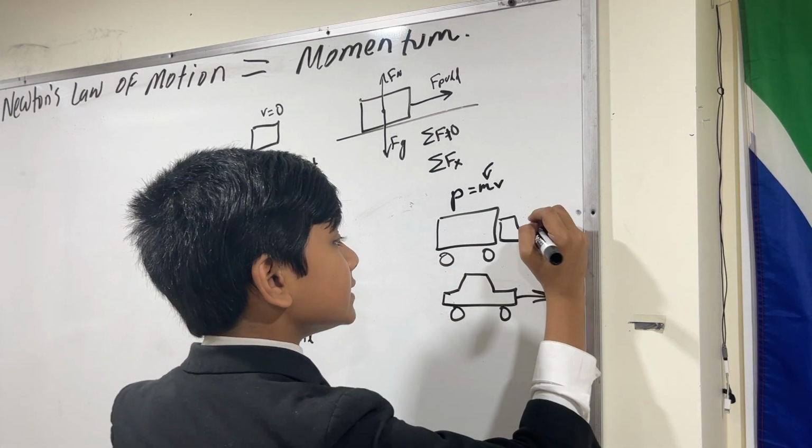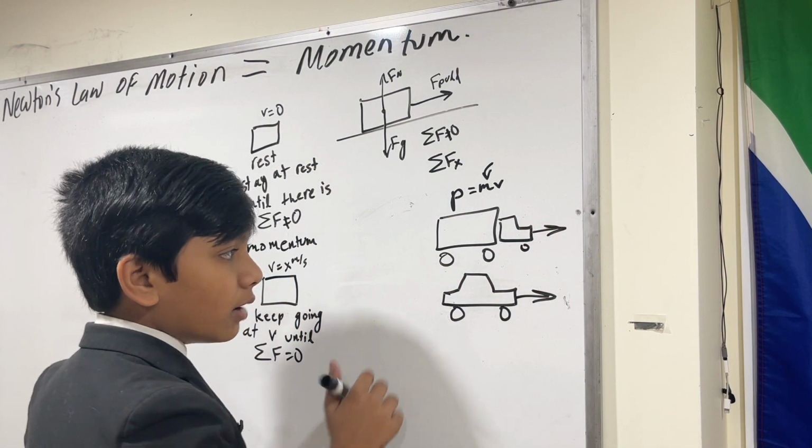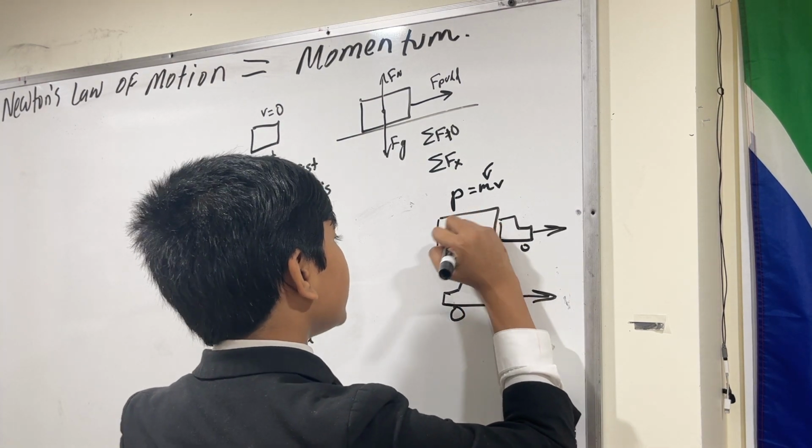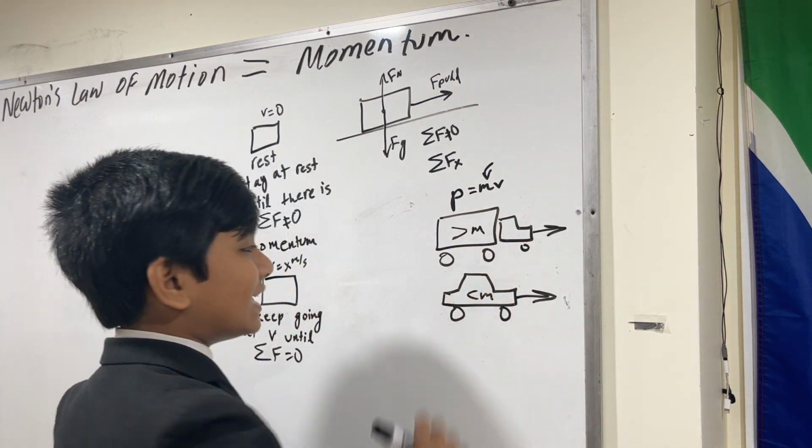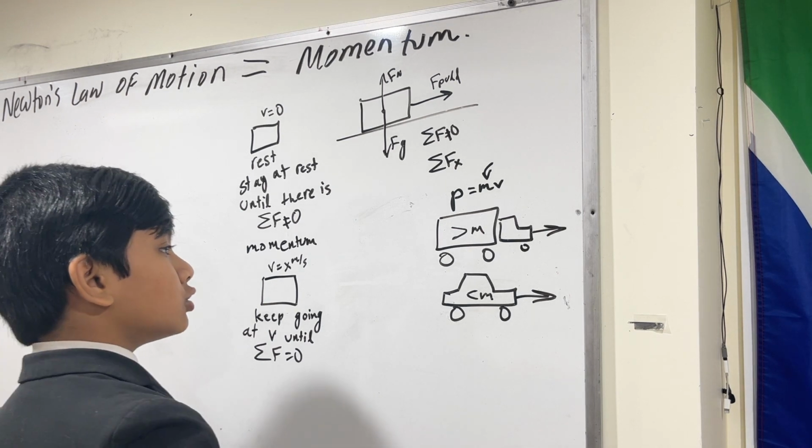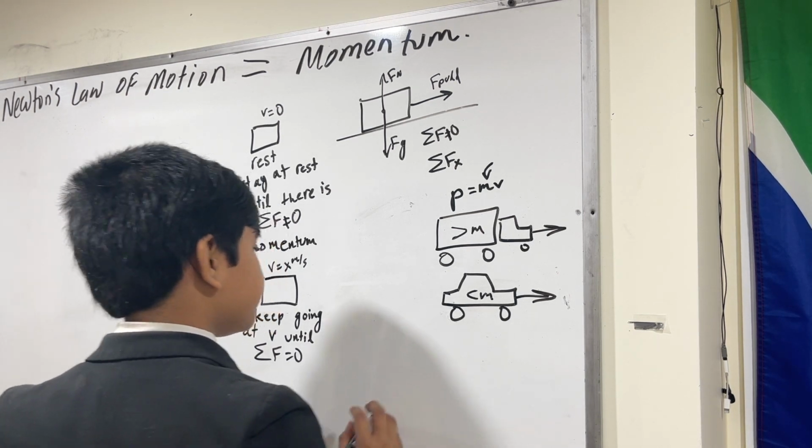If they were going at the same velocity, the truck would be harder to stop because it would have the greater mass and this would have less mass. So mass also plays a part in momentum as well.